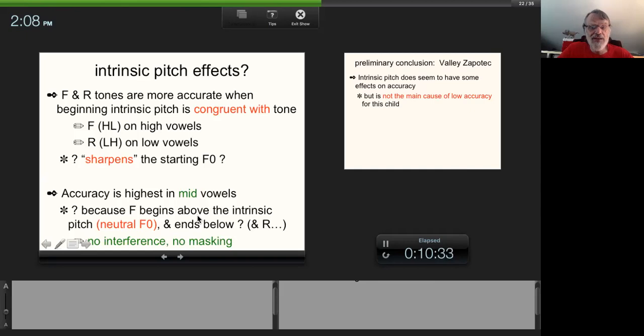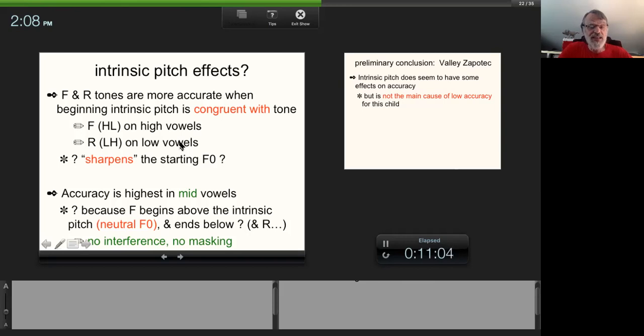Contour tones are more accurate when the beginning of the intrinsic pitch for the diphthong is congruent with the beginning of the tone. So high vowels start with a high intrinsic pitch and a high tone and fall. Rising low vowels begin with a low intrinsic pitch and rising tones start with a low pitch. So what's happening here perhaps is that intrinsic pitch is sharpening the starting fundamental frequency and making the tones more accurate.